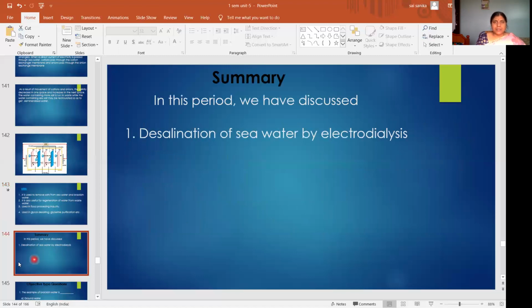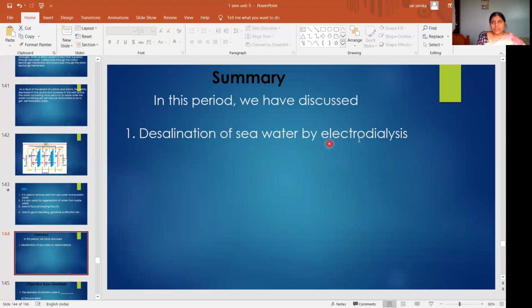Okay, then come to the summary. In this period, we have discussed only one topic, desalination of seawater by electrodialysis. This is important. In the C18 curriculum, it is introduced. Before that, we had only desalination of seawater by reverse osmosis. This is very, very important. This question has been repeated 2 times, so don't get confused about electrodialysis. What is electrodialysis? As the name itself says, it works in the presence of an electric field.